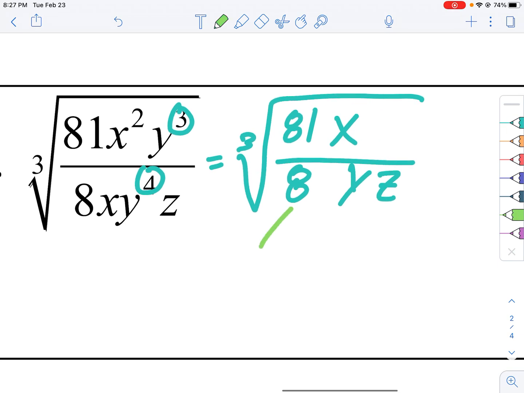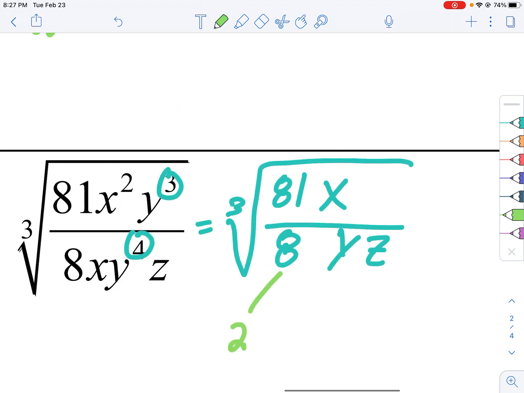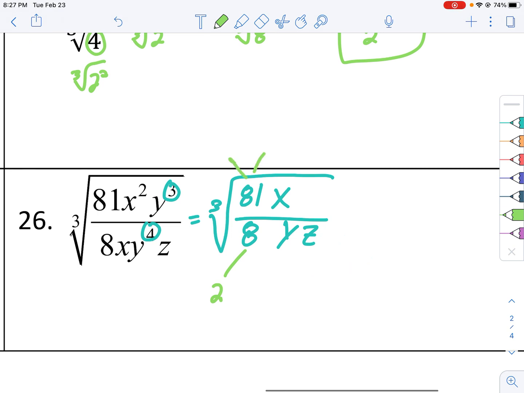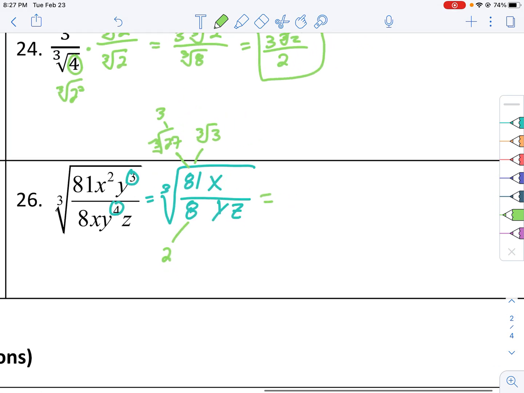Next, I would simplify the numbers. Cube root of 8 is just 2. Cube root of 81 simplifies out to the cube root of 27 times the cube root of 3. Cube root of 27 becomes 3. So this is really 3 halves multiplied by the cube root of 3x over yz.